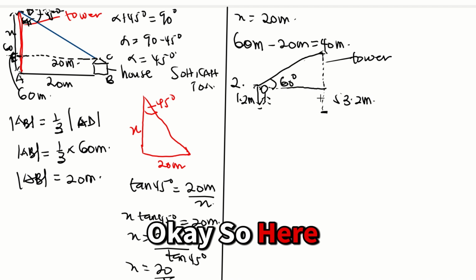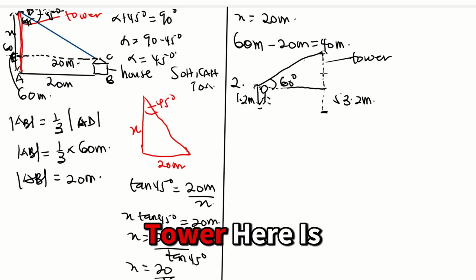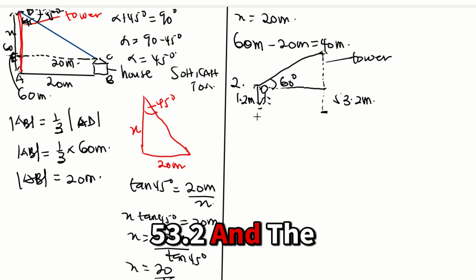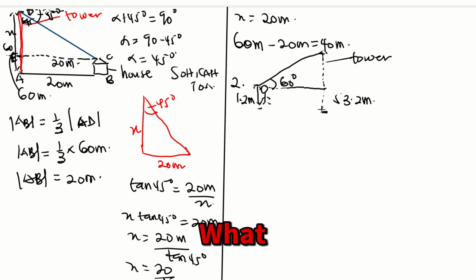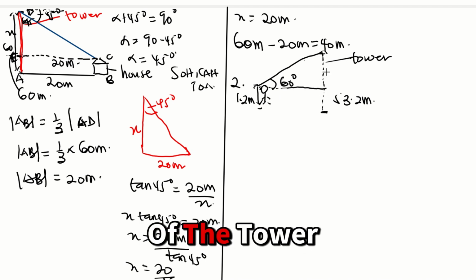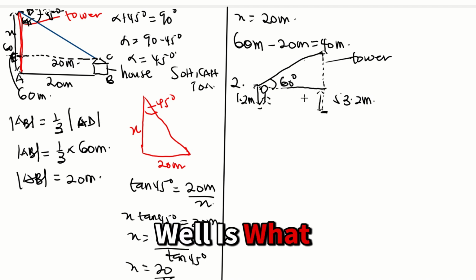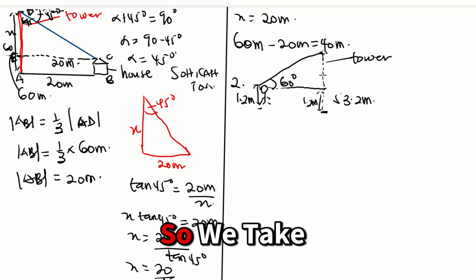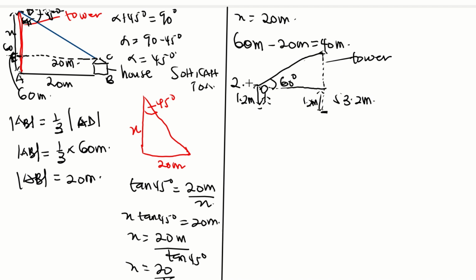So here, we can identify that the total length of the tower is 53.2, and the height of the man is 1.2 meters, then we have to deduct that from the total length of the tower. All right, so here as well is 1.2 meters. So we take that away. Let's name our sides A, B, C, D, E.